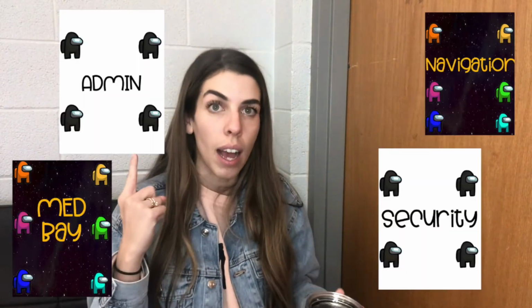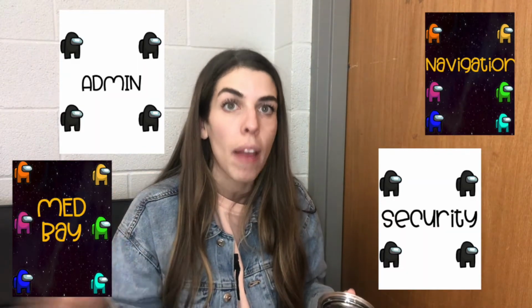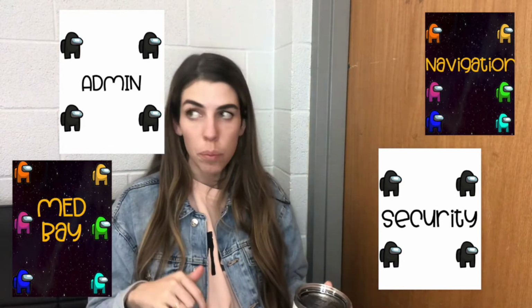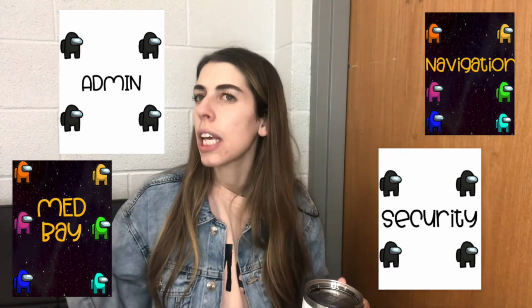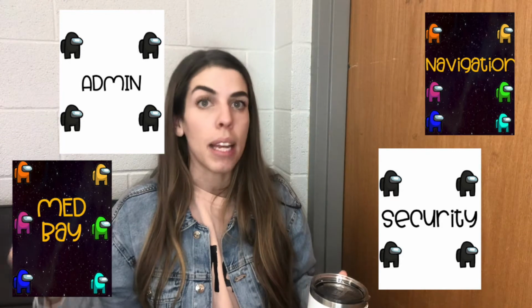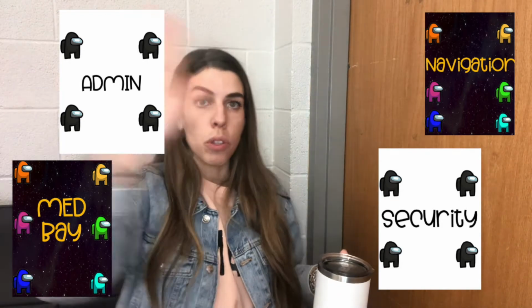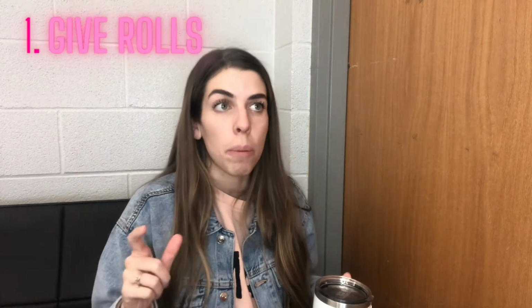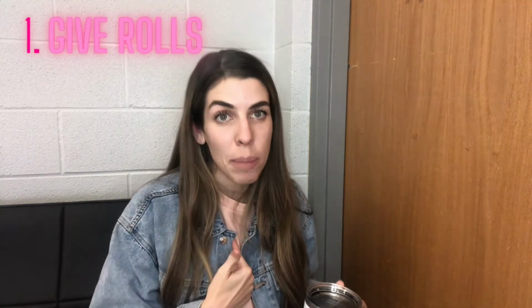Okay, so when the kids come in, you're going to show them that around the room you're going to have hung signs. You can make them by hand if you don't want to buy them, or you can get them as part of my resource. Mine are security, engines, navigation, admin, and medbay. Those are posted all around my classroom. Then each of the kids gets a role. So it could be crewmate or imposter. I like to play with one imposter, but you can play with as many as you want.